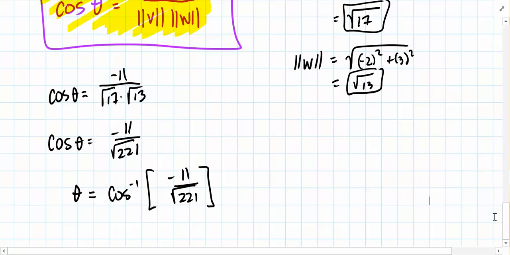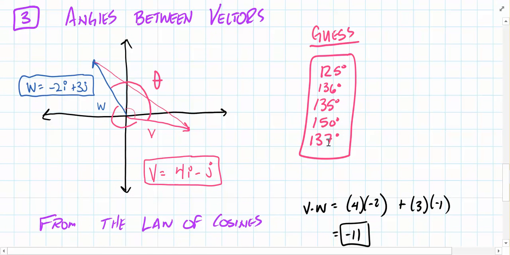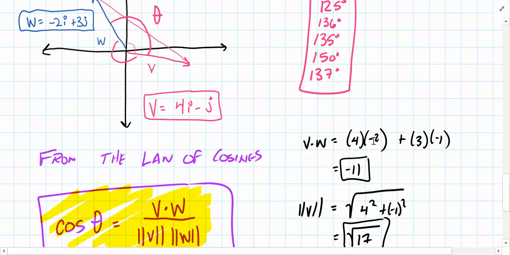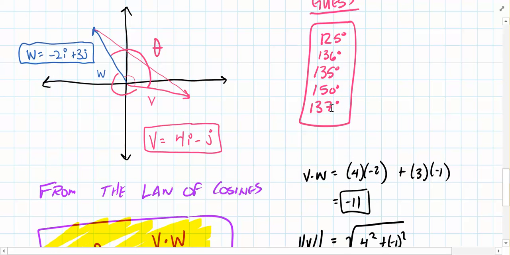Who guessed that? Holy cow. That's us. Who guessed 137 degrees? Wow, that's crazy, man. You guys are really, really close. 137, 135, 136. That is actually pretty darn close.